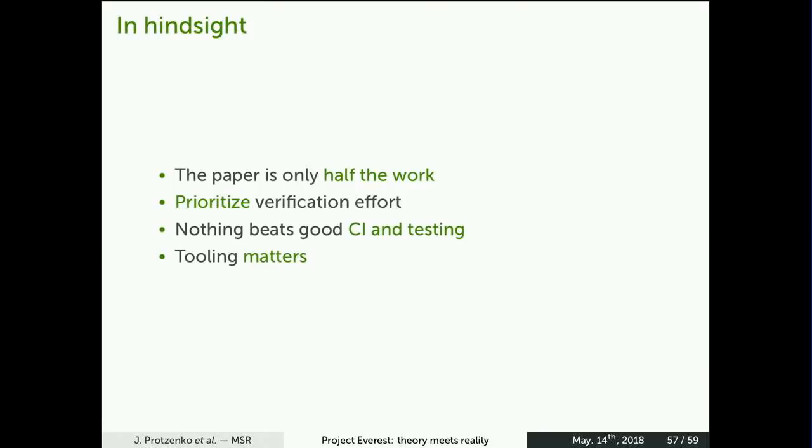So the conclusion is the formalization was really half of the work. And what is important is to prioritize the verification efforts and expend them at what matters most. And right now, that would be the source code. Nothing beats good CI and testing. We have found a lot of bugs through testing, and that's actually what we do first. We always write code and prototype it without verification, convince ourselves that it's really working, and then we try to verify it. And tooling matters.